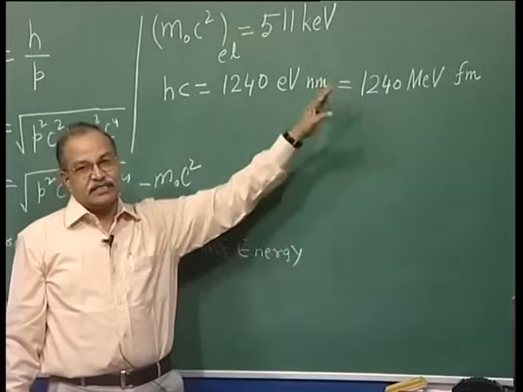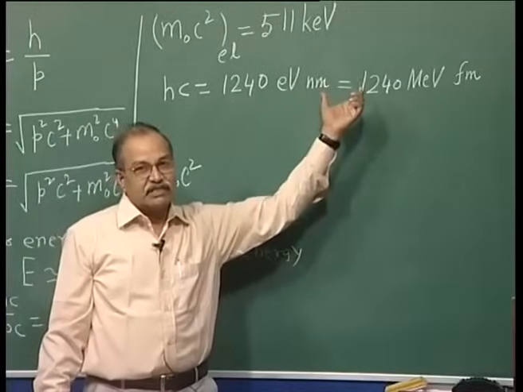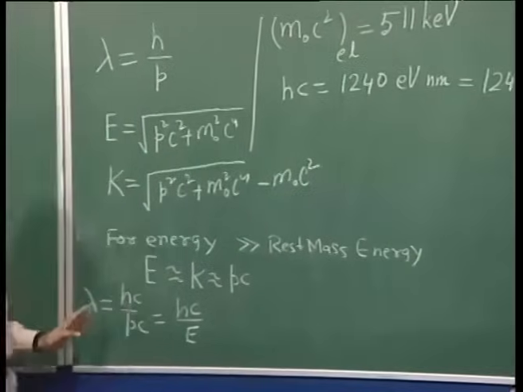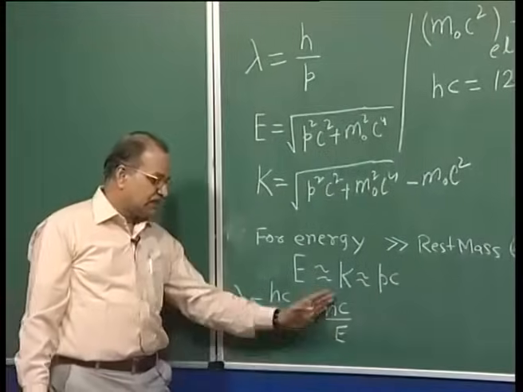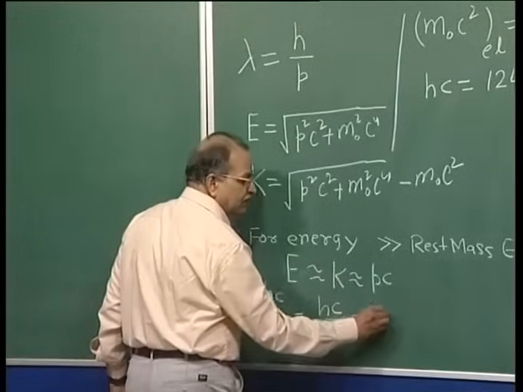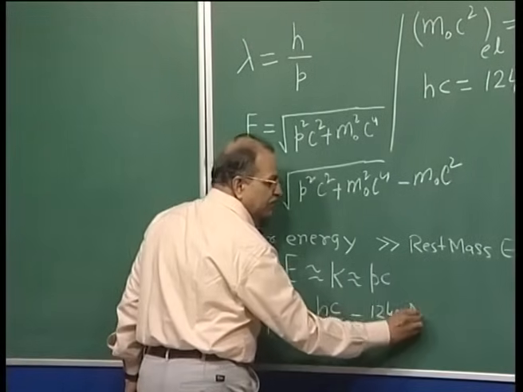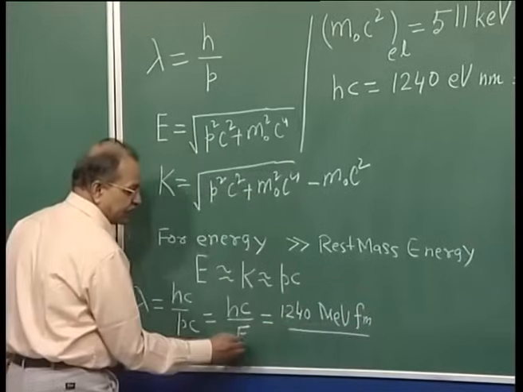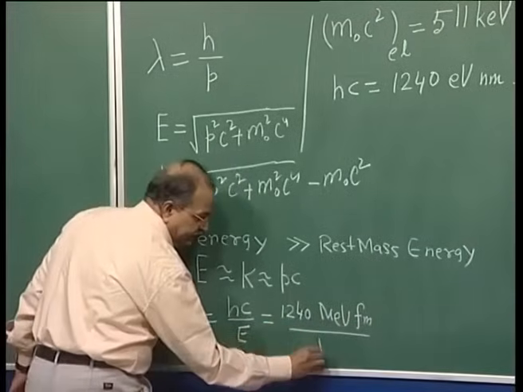So, that is hc, another number which I would recommend that you remember. Come back here: the wavelength lambda is hc by E, and hc is 1240 MeV fm, divided by the kinetic energy that you have given.